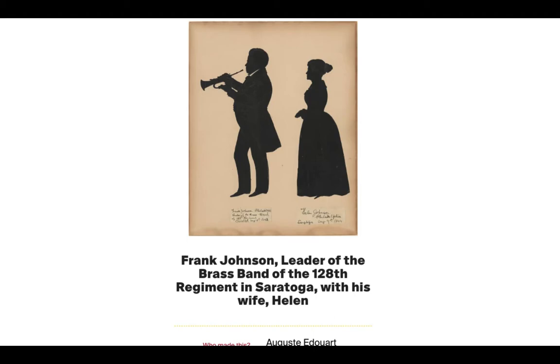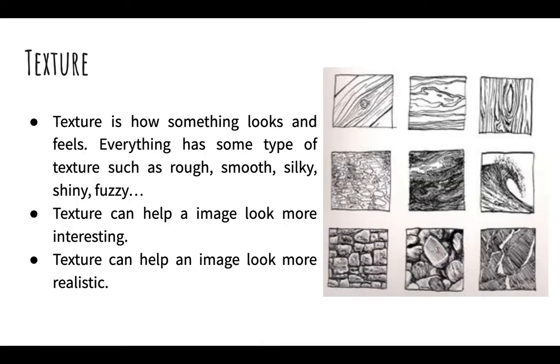Here's an example of an image called A Leader of the Brass Band by Auguste Edouard. And you can see that it really uses bold, positive and negative space, and it's quite simplified.